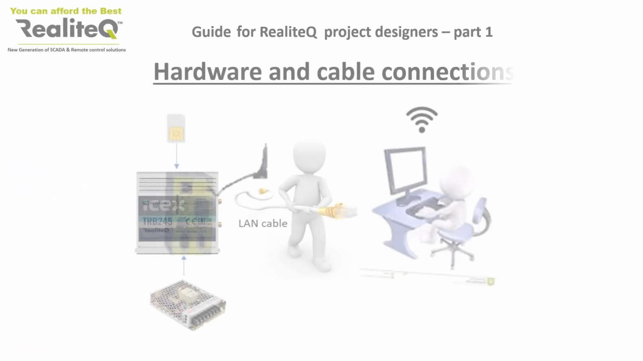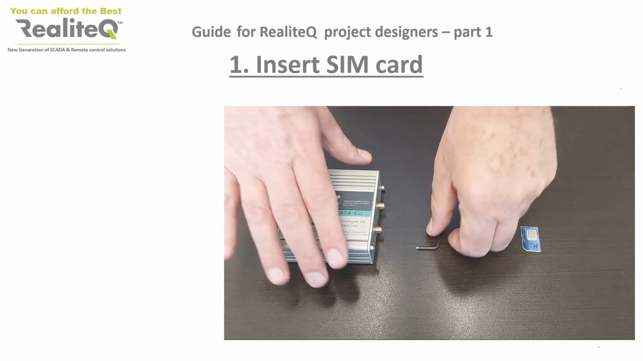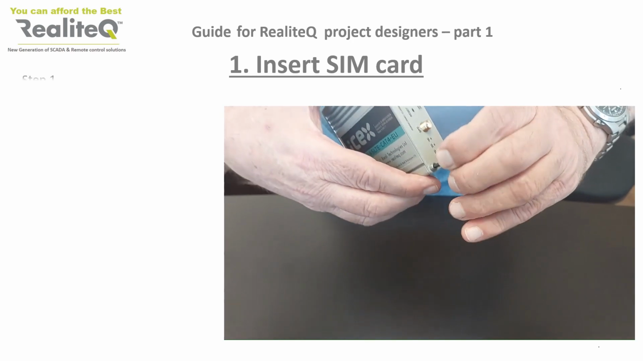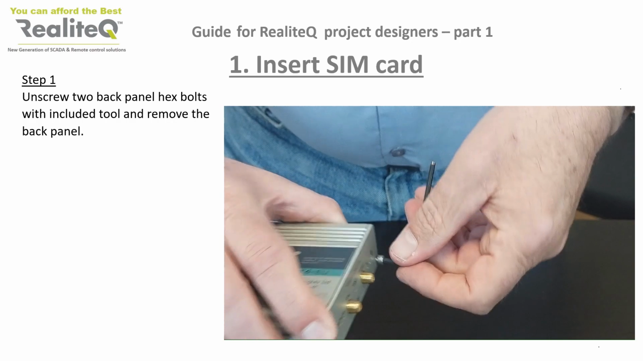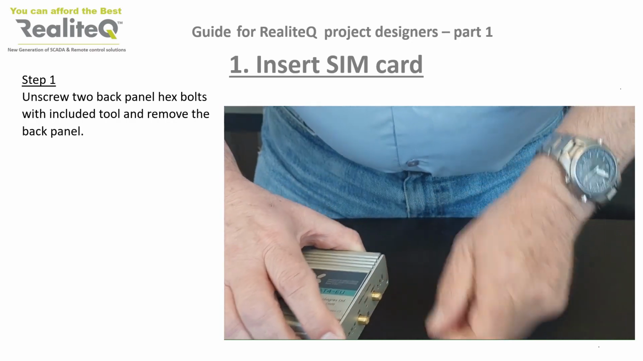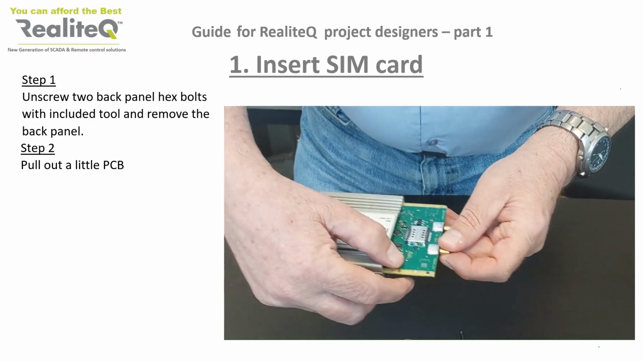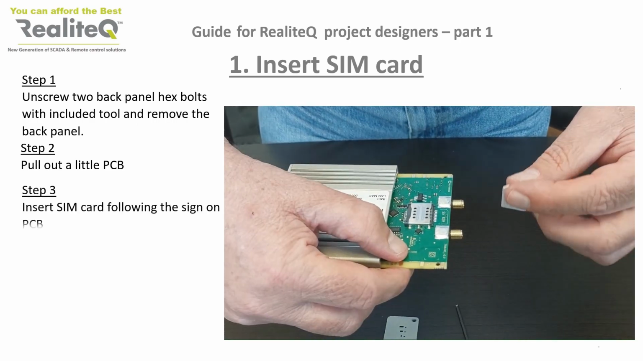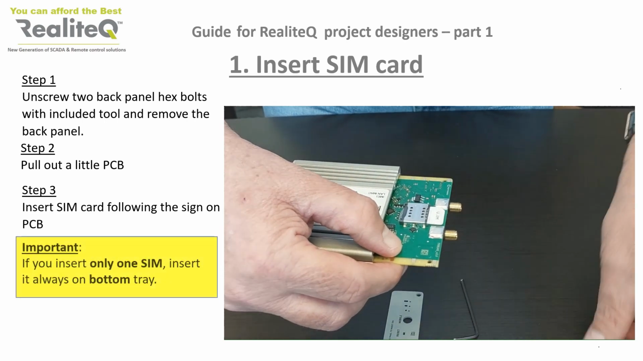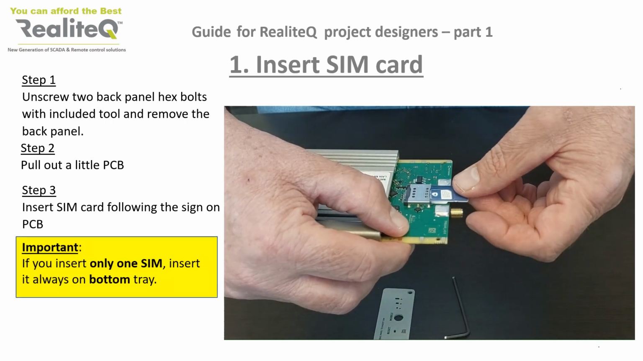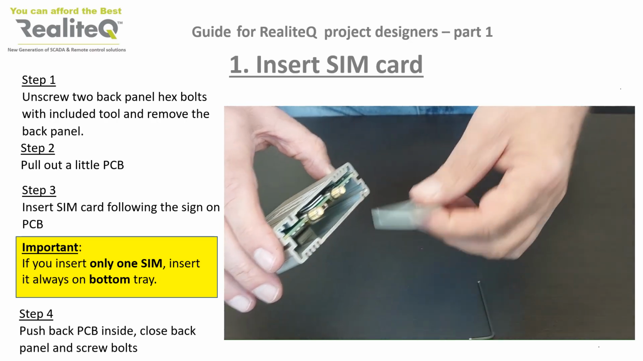Hardware and cable connections. Insert SIM card as shown in the video. Unscrew 2 back panel hex bolts with included tool and remove the back panel. Pull out a little the PCB. Insert SIM card following the sign on PCB. Important. If you insert only one SIM, insert it always on bottom tray. Push back PCB inside, close back panel and screw bolts.